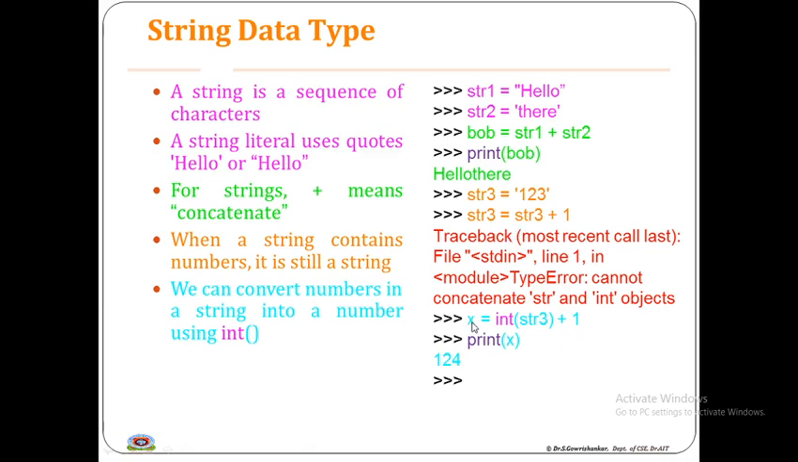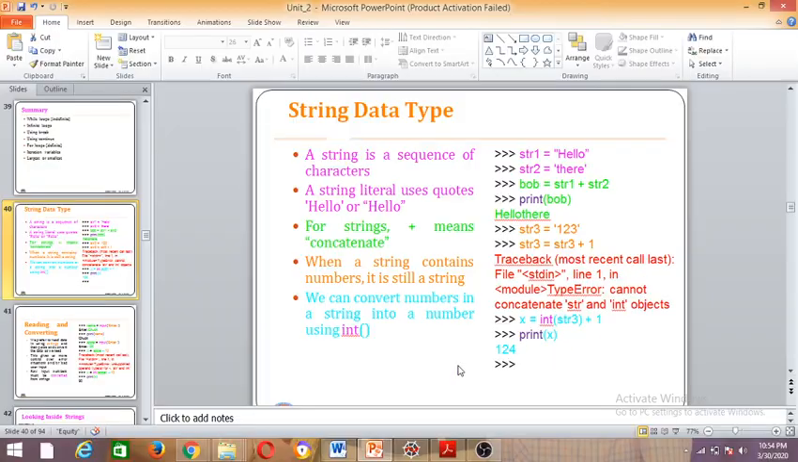As we have done here, I am doing a typecasting. Typecasting can be done with int of string st3, which will be converted to the integer 1 2 3. The result will be 1 2 4. So this is a string type.